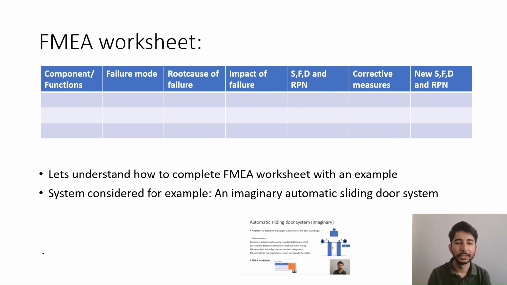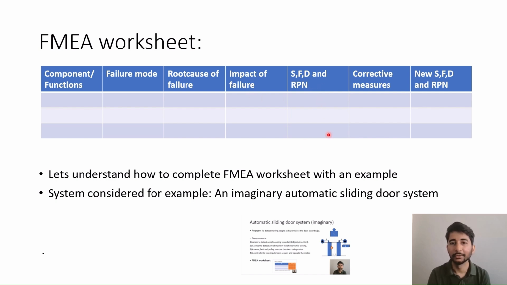This FMEA worksheet is generally an Excel sheet which is used to compile all the information used for the FMEA process, and the investigations and decisions of FMEA. It mainly involves the component functions present in the system, the failure modes we identify regarding the function and components, the root cause of the failure, the impact of this failure, and using this impact, root cause, and failure mode, we calculate the severity, frequency, and detection, and the RPN of these failure modes.